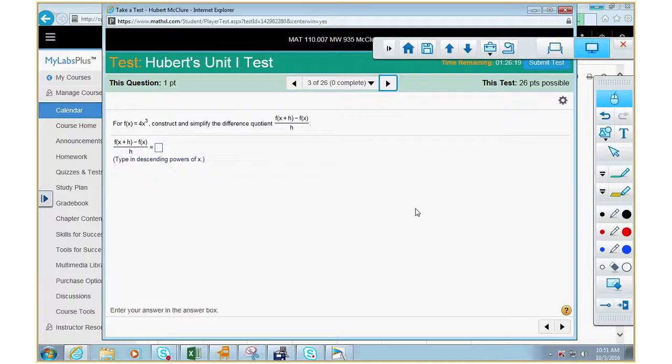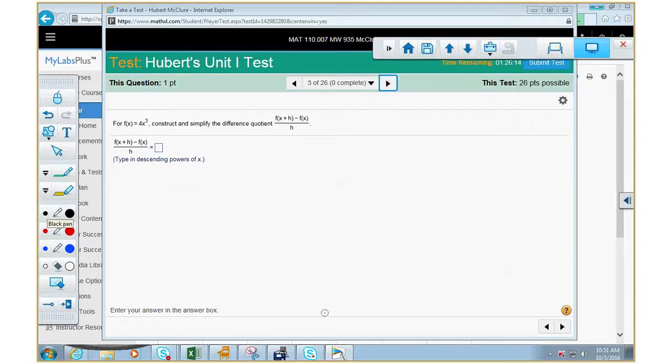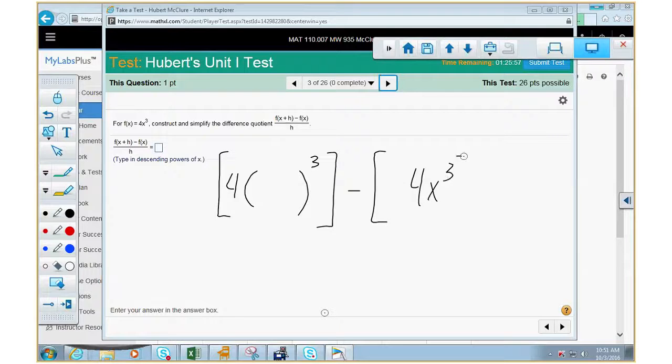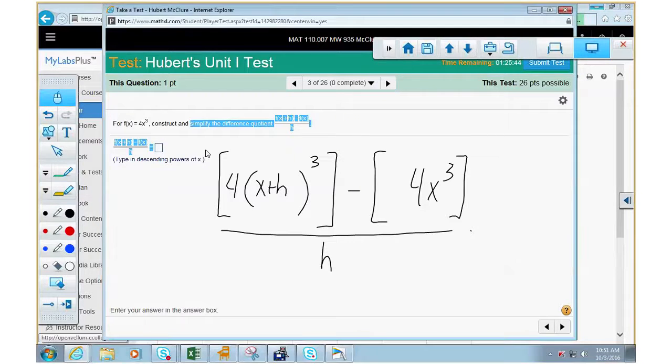All right, y'all done? If you're not, then consider yourself what? A failure. So, we're going to write 4x cubed with a big set of what? Parentheses. That's f of x plus h, minus 4x cubed, over h. And what we're going to plug in here? Y'all finally figured it out, didn't you? Everybody finally figured that out.